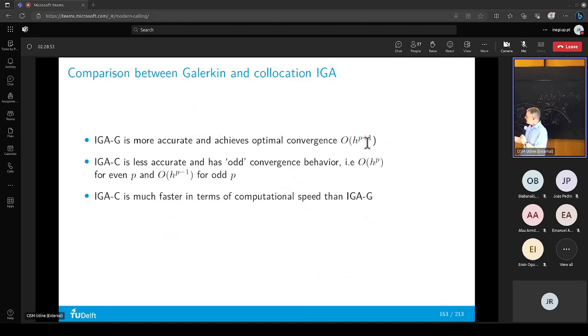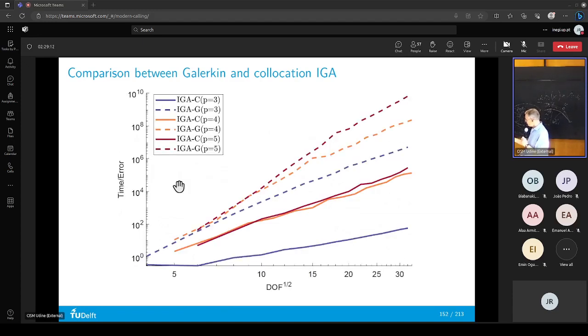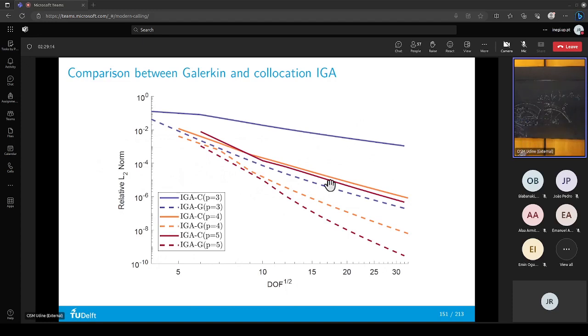So IGA Galerkin has optimal p+1, and the collocation has the odd behavior that if we have an even degree, we have h to the p convergence, and if we have an odd one, we have h to the p minus 1. That's why the odds are so odd. That's why these two lines are more or less the same. And if you would go 6, 7, 6, 7, then two of them would go like this. It tells you to only use every second order.